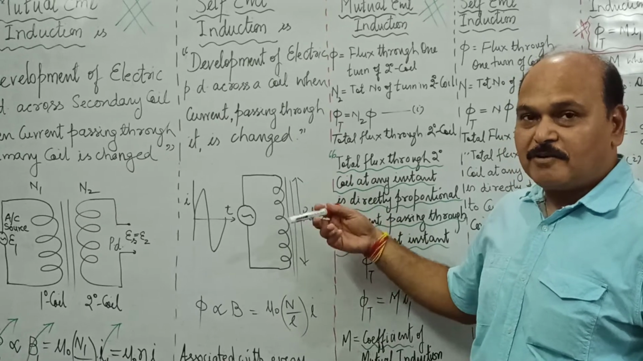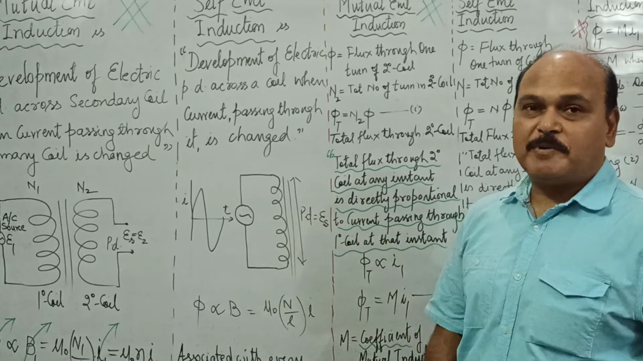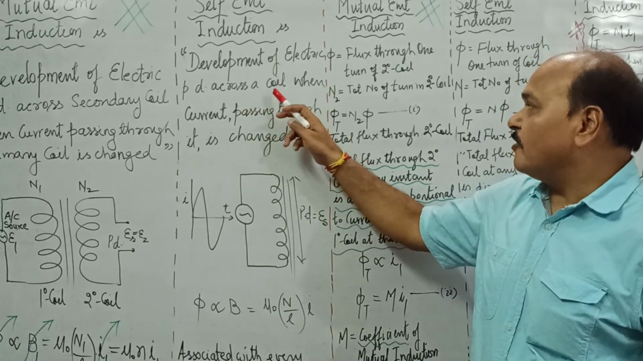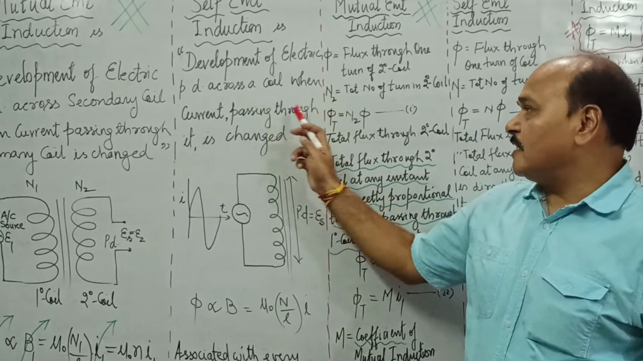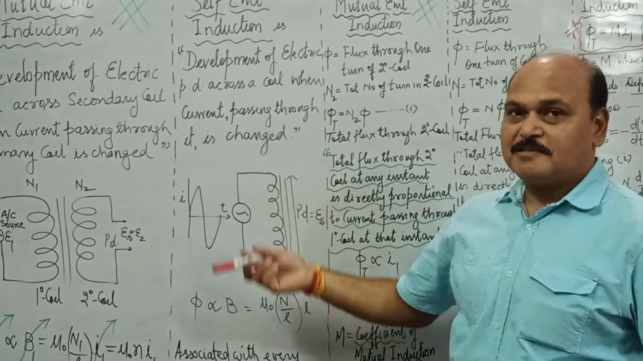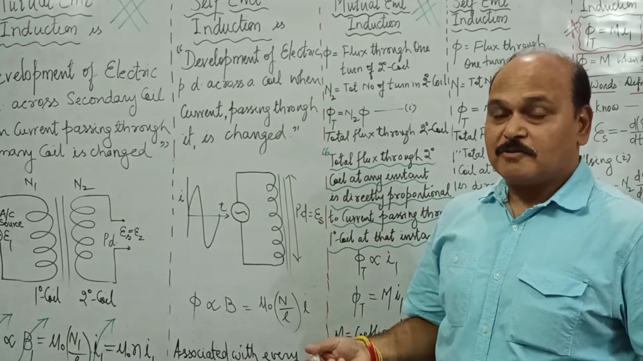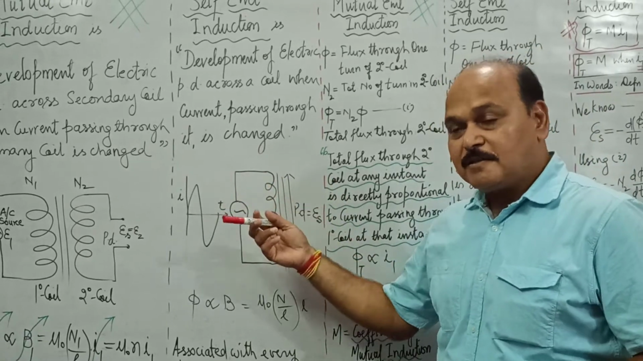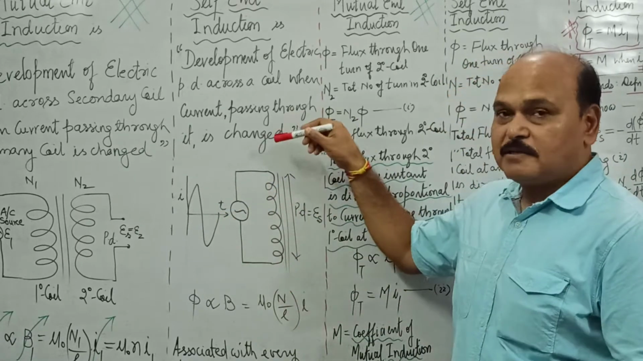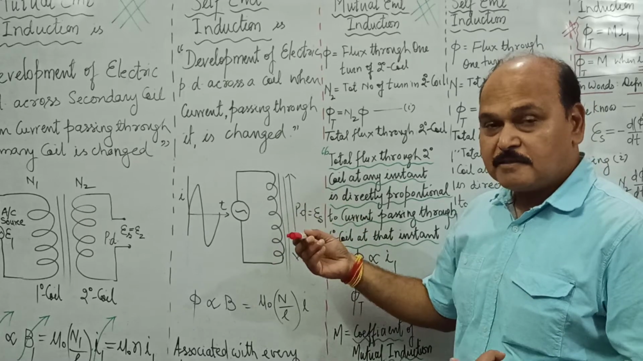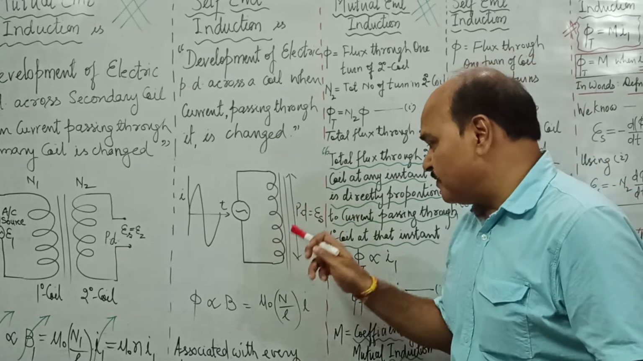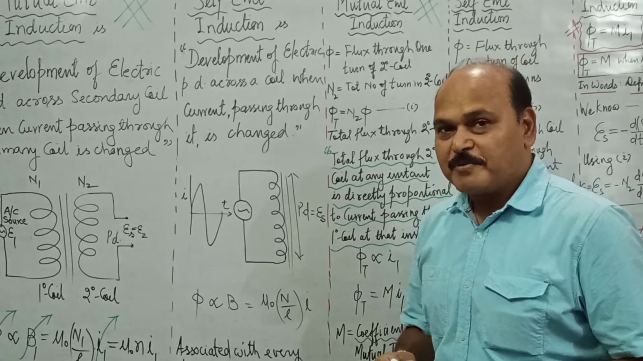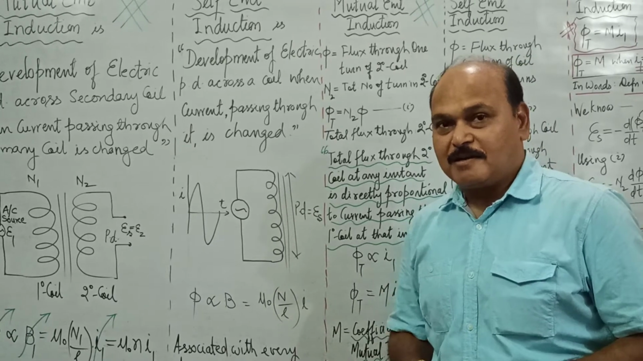The phenomenon is called self-electromagnetic induction. It is the development of electric potential difference across a coil when the current passing through it changes. So we have a single coil, and when the current passing through the same coil varies, the flux linked with the same coil varies. So what happens? Induced EMF is produced, self-induced EMF is produced in the same coil. The phenomenon is called self-electromagnetic induction.